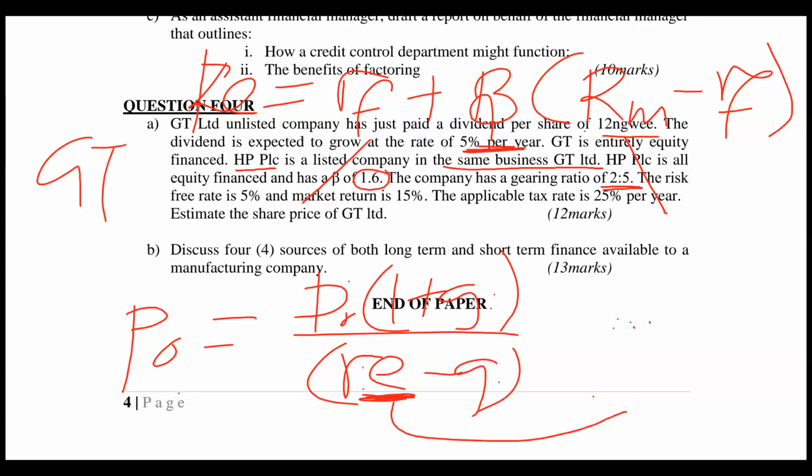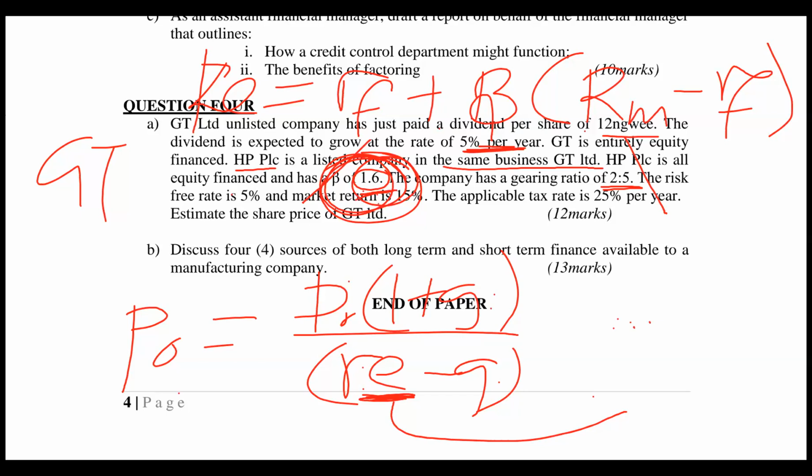But what you have to understand is that these companies are different. The difference is that one company is listed, and the other one is not listed. And the betas that you are given here are the equity betas, they are not asset betas. So you have to ungear this beta.